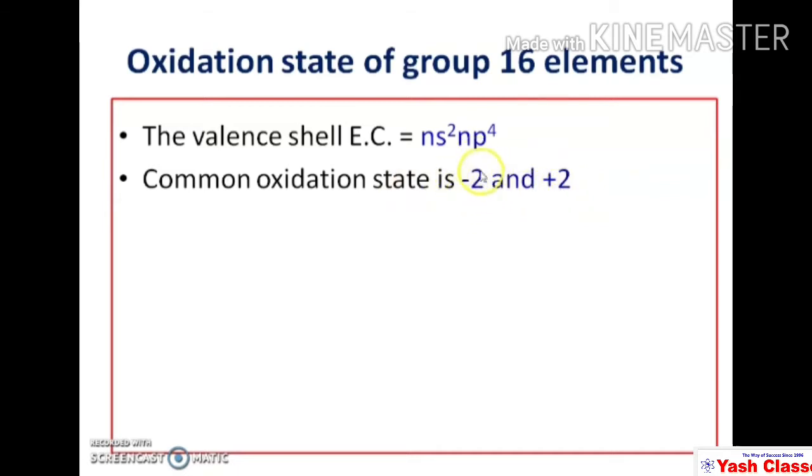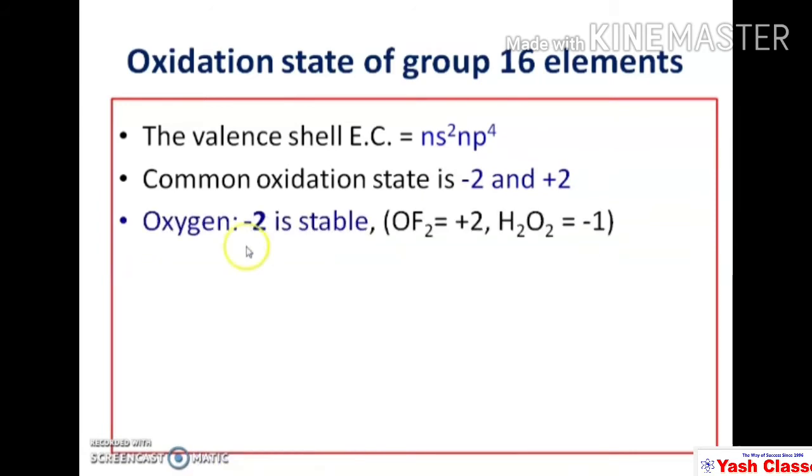Actually oxygen always shows the -2 oxidation state, with the exception of hydrogen peroxide, whereas other elements also show positive oxidation states, that is +2, even +4, +6. Oxygen has a stable -2 oxidation state, as I already told you. In oxygen difluoride, exceptionally, it shows a +2 oxidation state, and in hydrogen peroxide its oxidation state is -1.